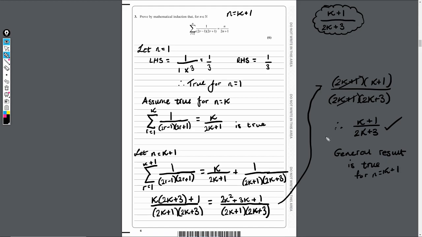K plus 1. And we've just got to finish with a little comment. So if I write the final comment up here, as this is true for n equals 1, and we assumed it was true for n equals k, and true for n equals k implies that it is true for n equals k plus 1.